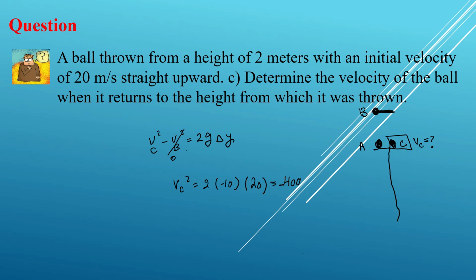If this is V squared, then this must be positive, right? So I missed something here, right? So feel free to pause the video and think about it. What should I add here to have the V as a positive?